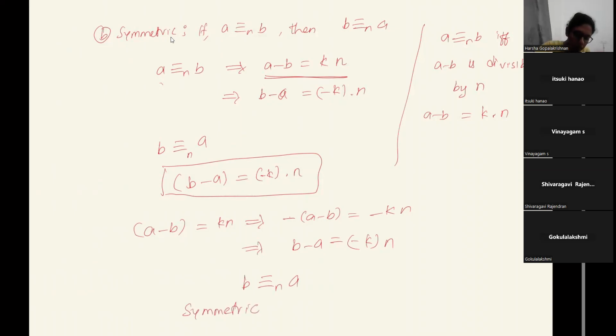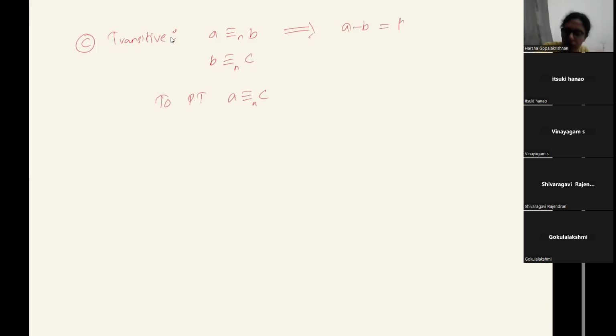Now we will go to the transitivity. In transitivity, we have two conditions: A is related to B and B is related to C. Then we need to prove that A is related to C. So A is related to B implies A minus B equals some k1 times n by definition. Is this clear?